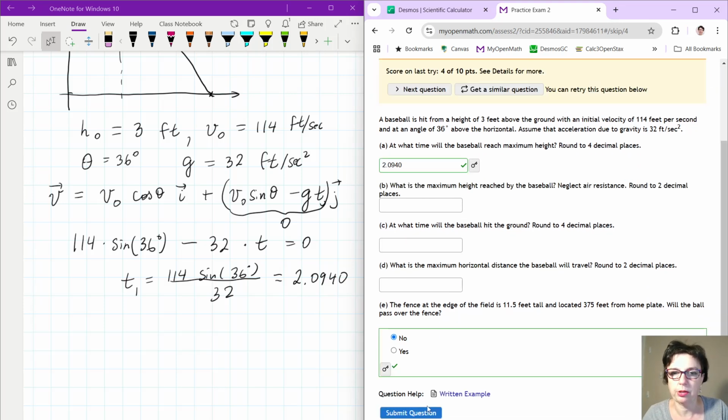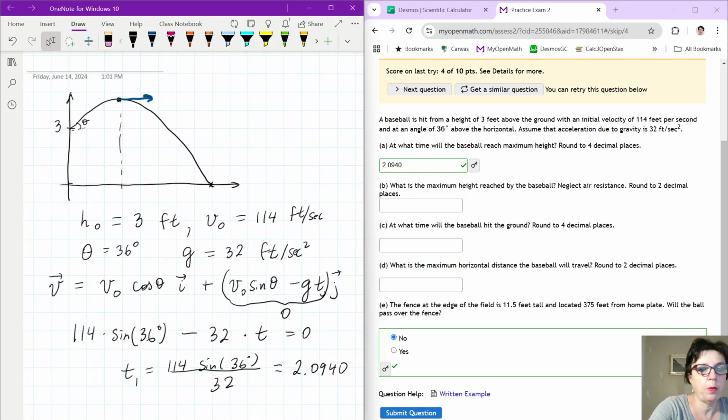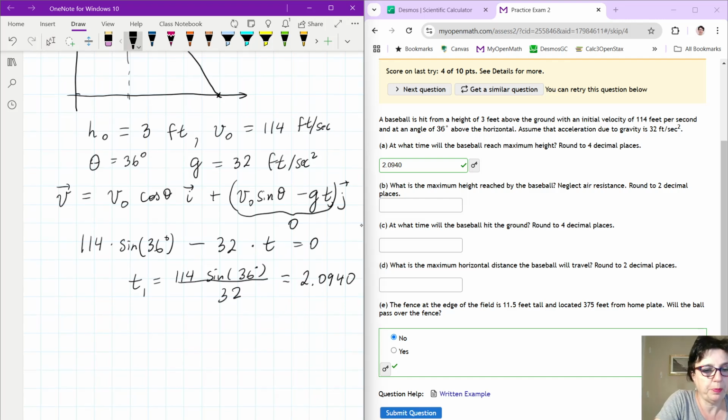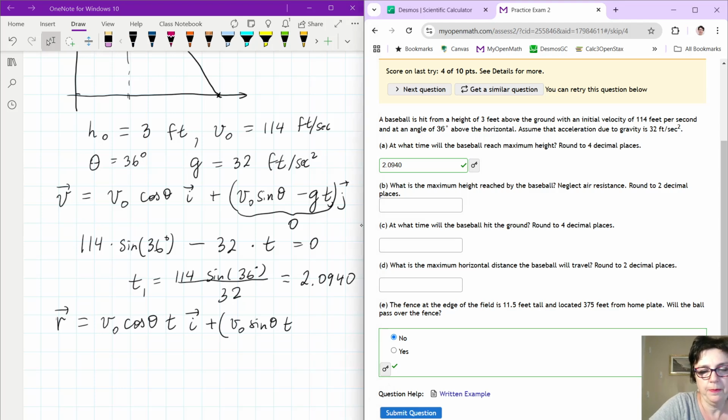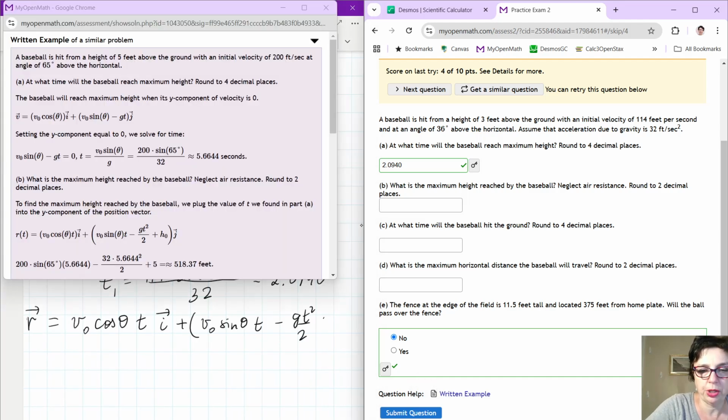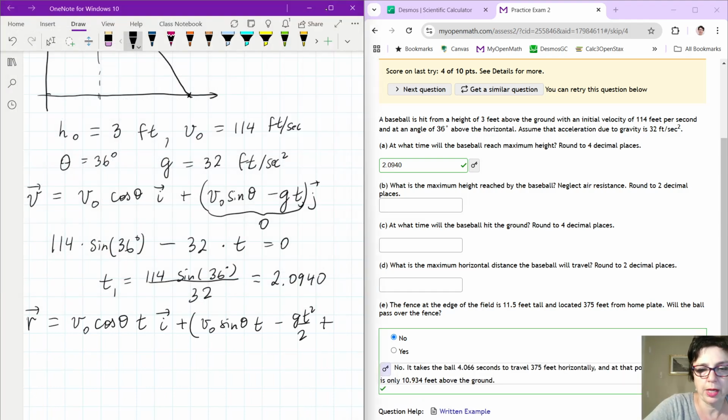Let's just check our answer. All right. And then if we want to find the maximum height, that is the y coordinate of the position, right? Now, what's the formula for the position? The position is basically the integration of velocity. So you're going to have an extra t in there. And then over here, we'll get v0 sine theta t minus gt squared over 2. And from the initial condition, we have plus h0 in there. That's the j component.